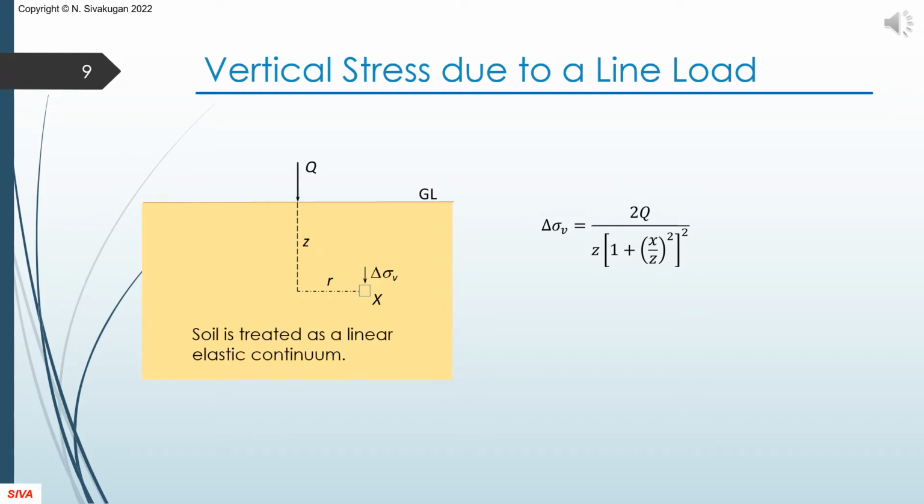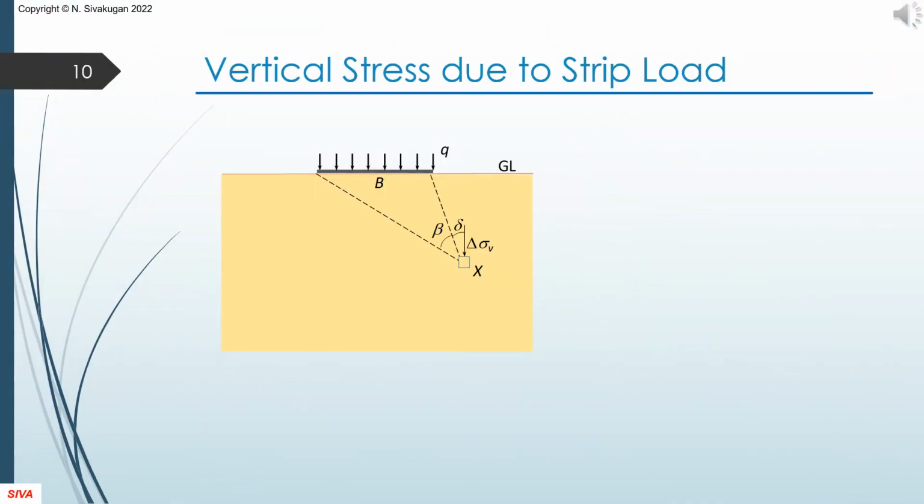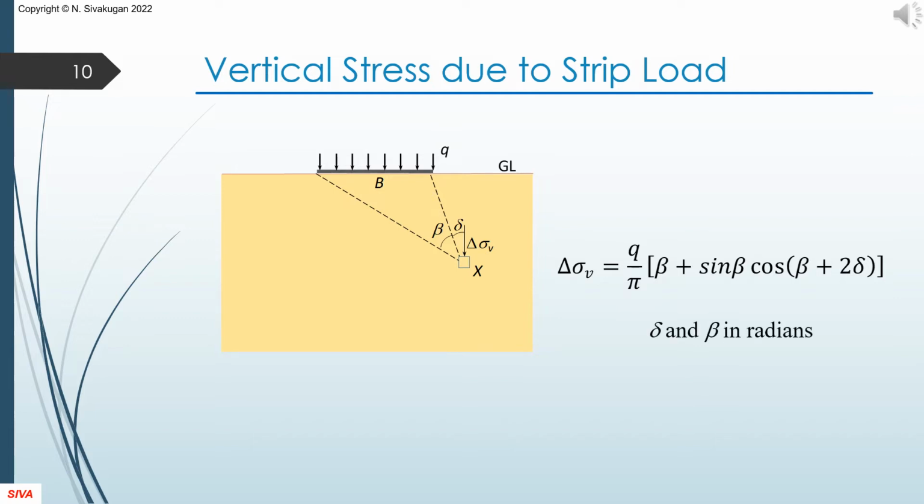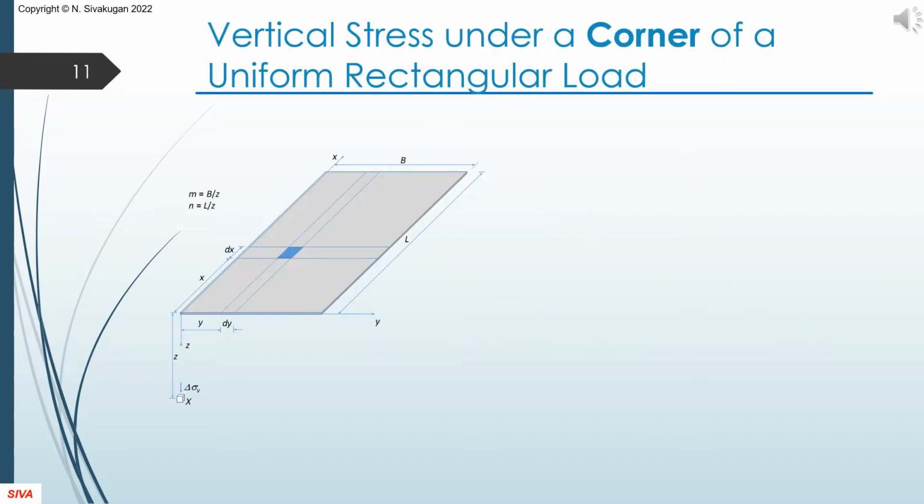Here is the expression for line load, obtained by integrating the Boussinesq equation for point load. This is for computing vertical stresses due to a uniform strip load. The angles are in radians.